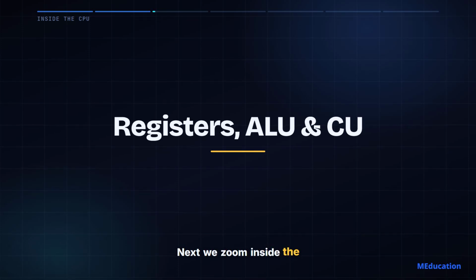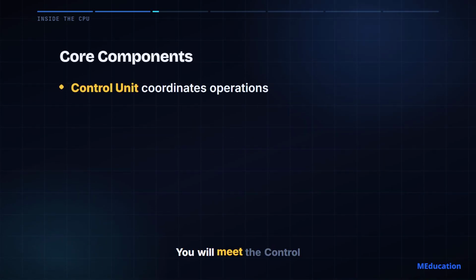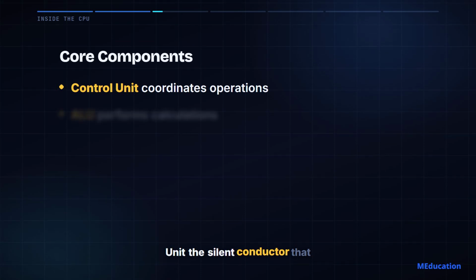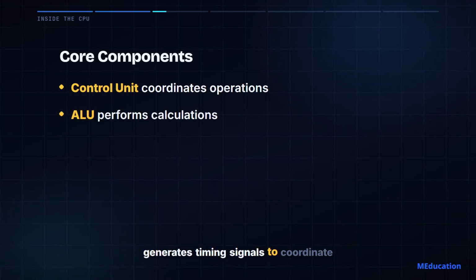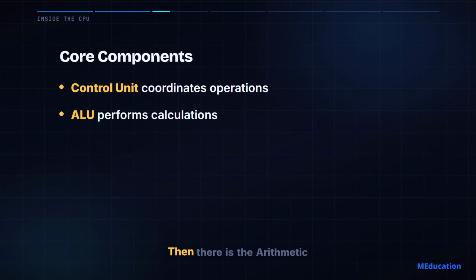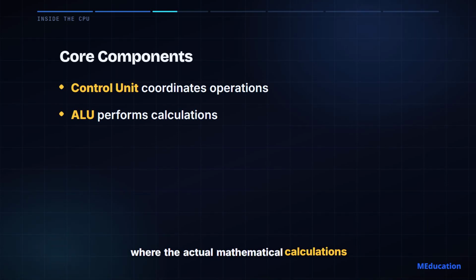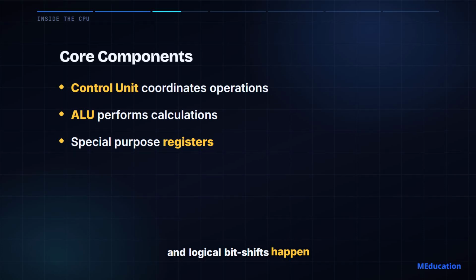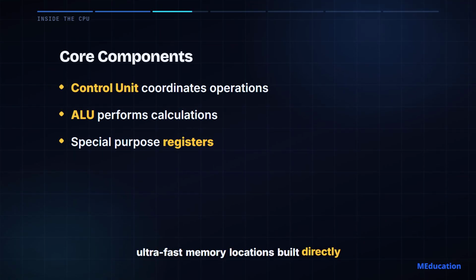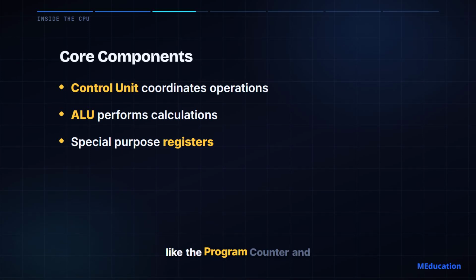Next, we zoom inside the processor itself. You will meet the control unit, the silent conductor that generates timing signals to coordinate all operations. Then there's the arithmetic logic unit, where the actual mathematical calculations and logical bit shifts happen. Crucially, you will need to master registers. These are tiny, ultra-fast memory locations built directly into the processor, like the program counter and the accumulator, each with a highly specific job that you must be able to define.